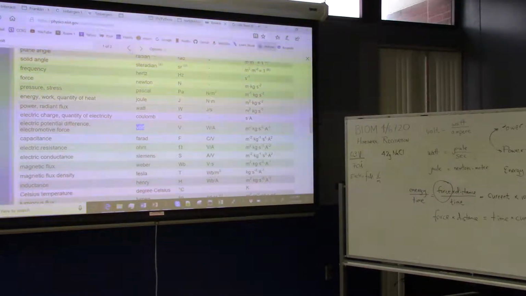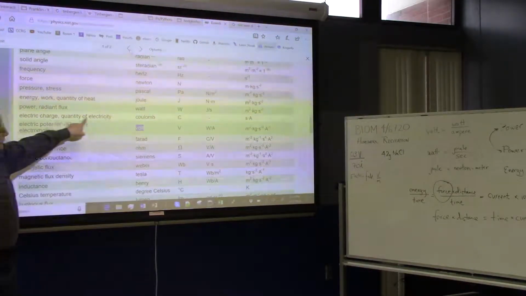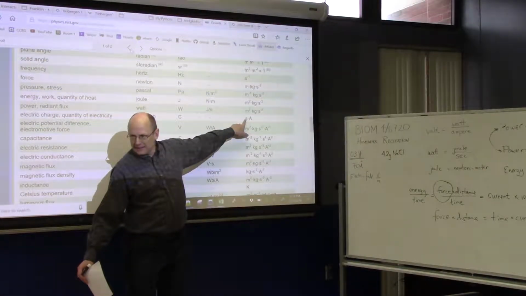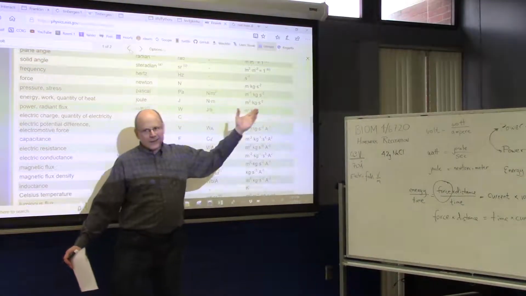Charge per second. Charge is the dimension. What's the unit? Coulomb per second. That's right. Now, they made Coulomb a derived unit here, electric charge. And what is it? Seconds times amps.